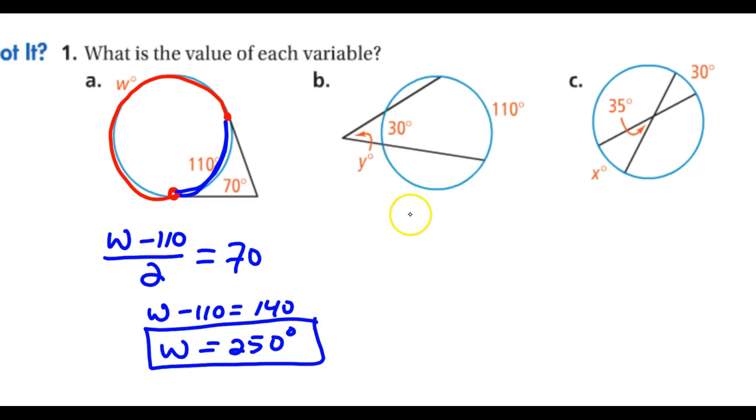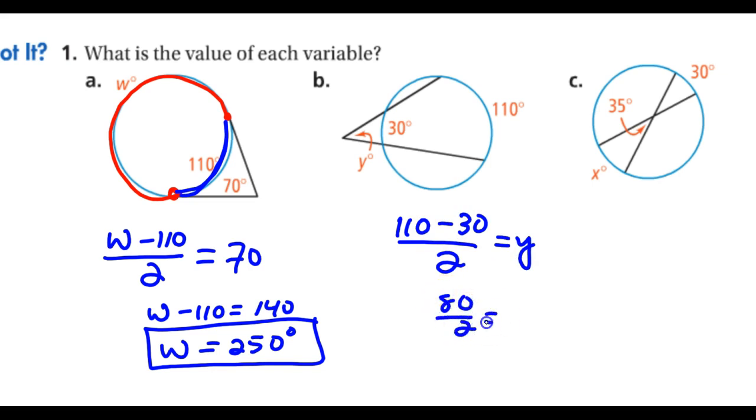Over here, the big arc, 110 minus 30. The small arc there divided by 2 will equal your Y. 110 minus 30 is 80. 80 over 2 equals 40 degrees, so 40 degrees equals Y.